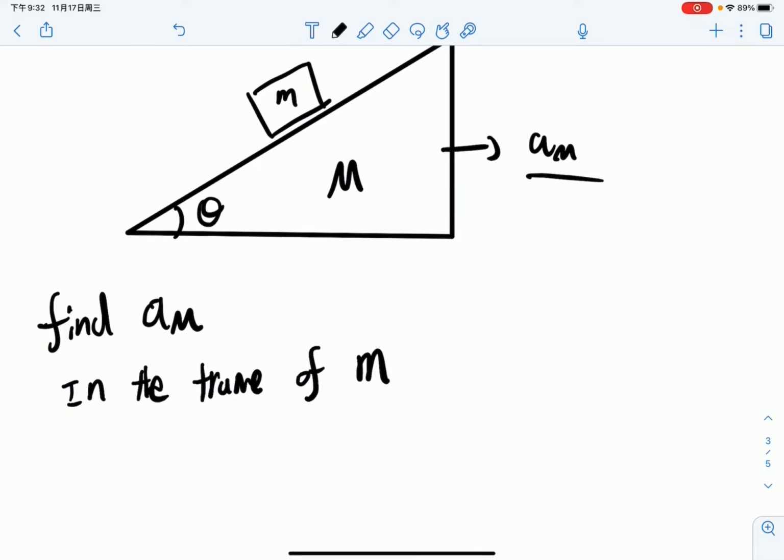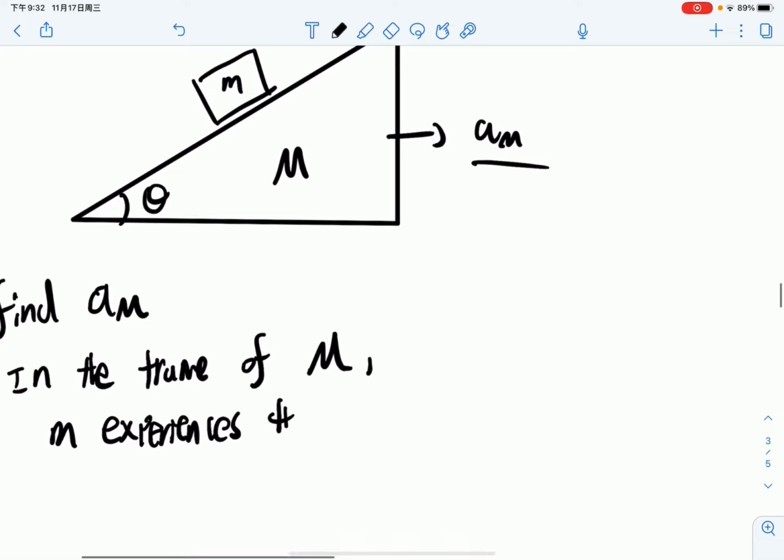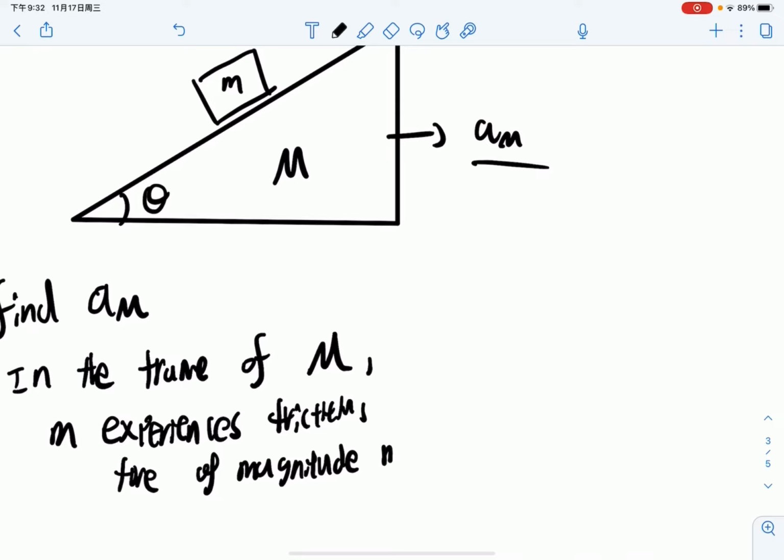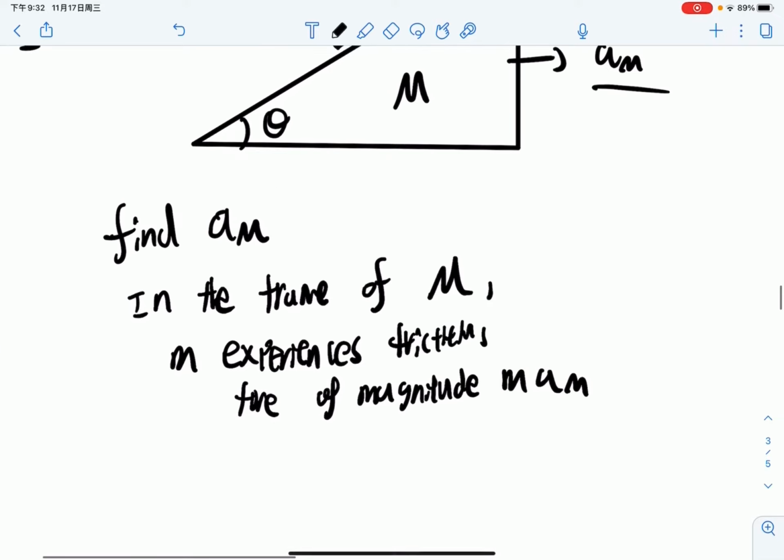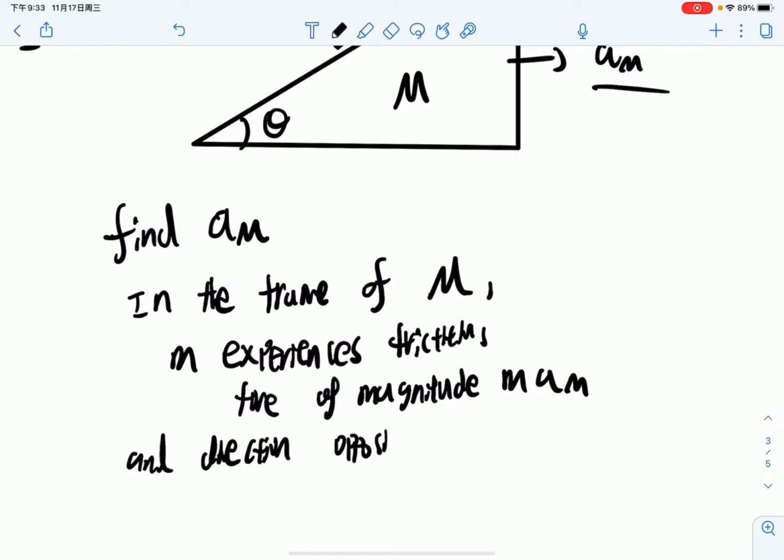a big M experiences a fictitious force of magnitude m, a big M, and direction opposite to a M.